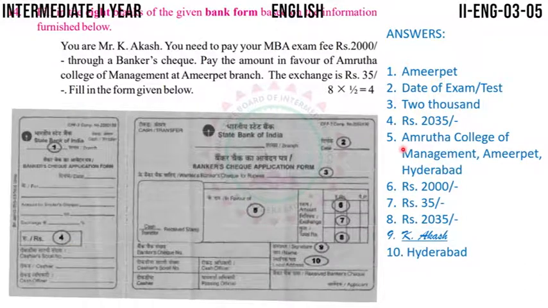Right? Next, fifth one. In favor of. To whom you are sending this? To Amrita College of Management, Amirpet. Amirpet is in Hyderabad, so you can mention Hyderabad also. Next, amount here. How much? 2,000. Exchange is 35 rupees. 35 you have to write in 7th column. And the total in the 8th column, that is 2000 plus 35 becomes 2035, right?